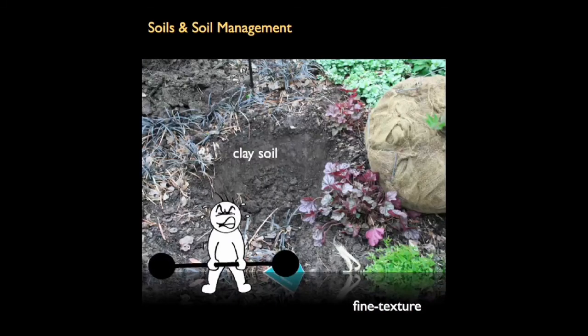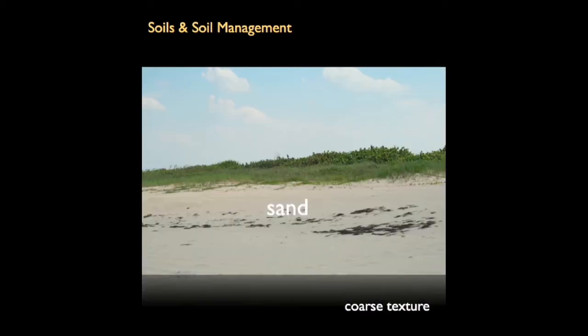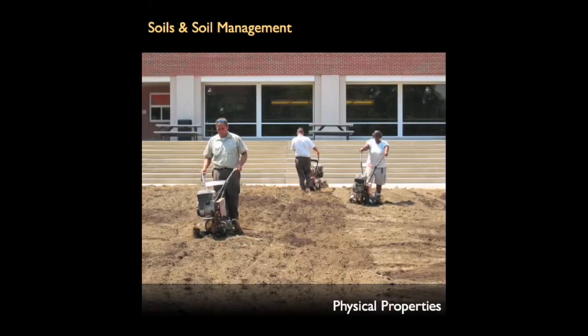Soils that have a high clay content are often referred to as heavy or fine textured, whereas those with a high sand content are called light or coarse textured. The terms heavy and light refer to the apparent ease at which the soil can be plowed.